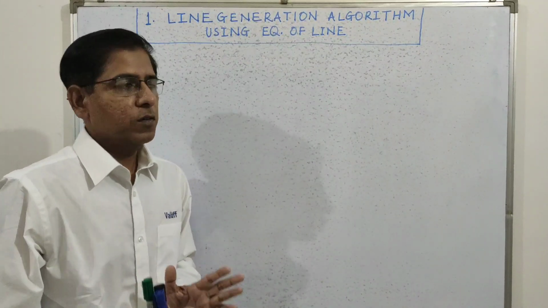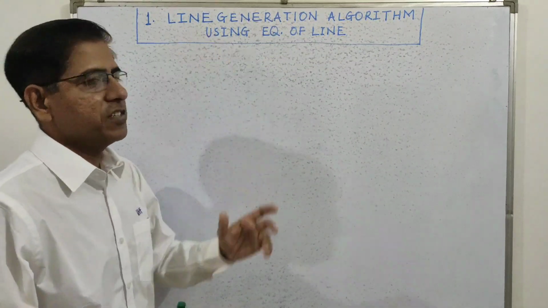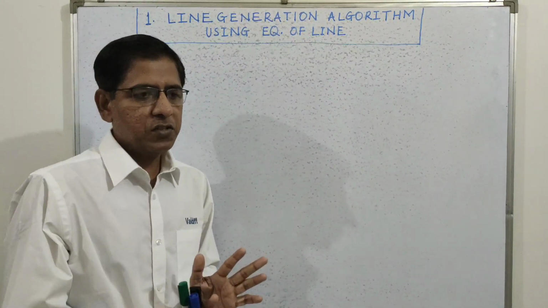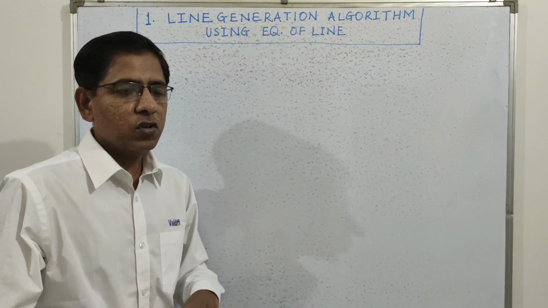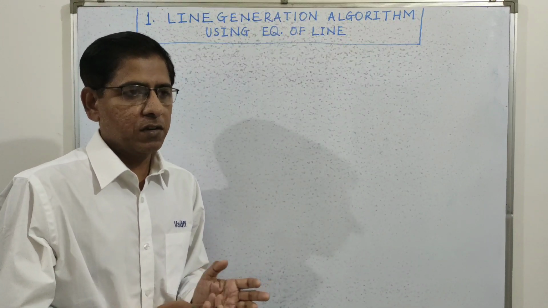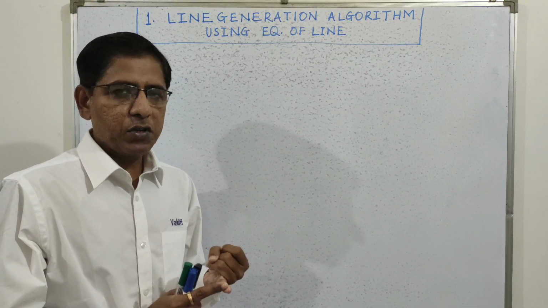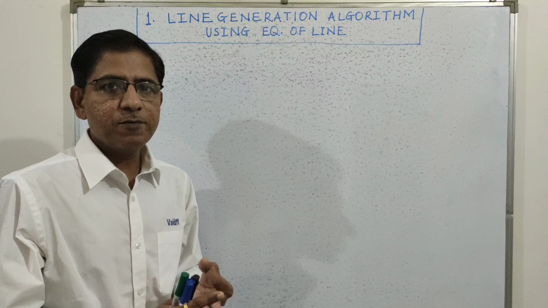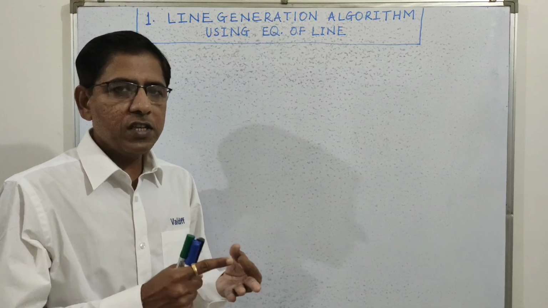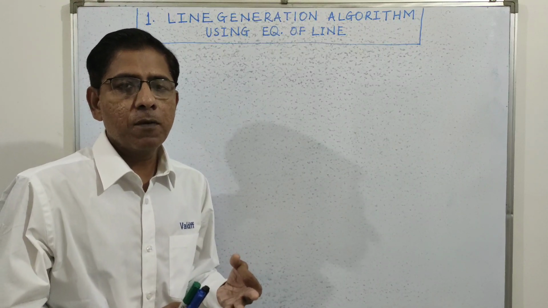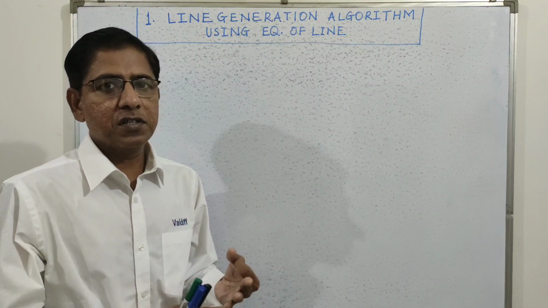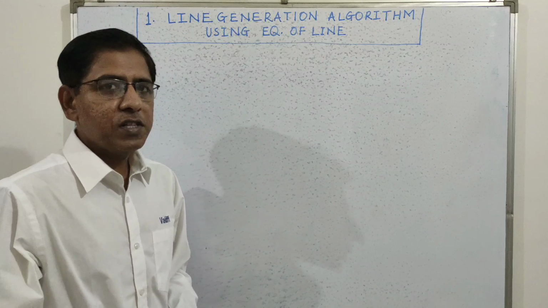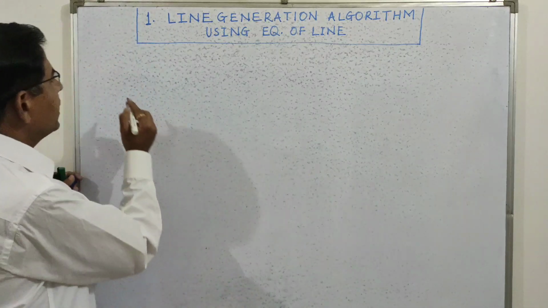Hello students, today's topic is line generation algorithm using equation of line. In the previous lecture we have seen that there are three algorithms for line generation. One is equation of line, second one is DDA algorithm, and third one is Bresenham algorithm. So out of these three algorithms we will take first, that is equation of line. Okay, so first we will see what is line.